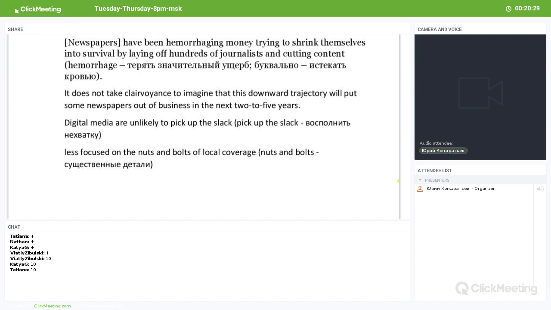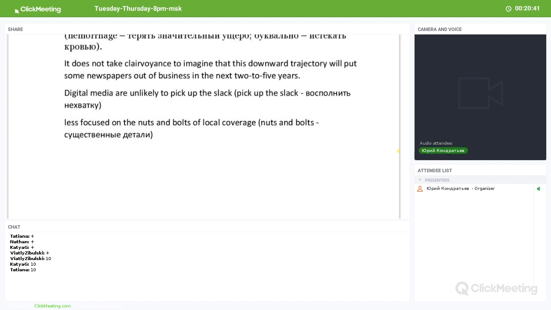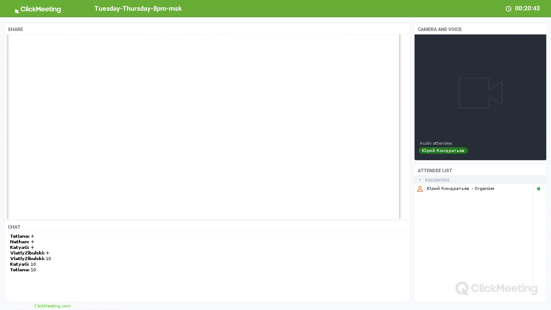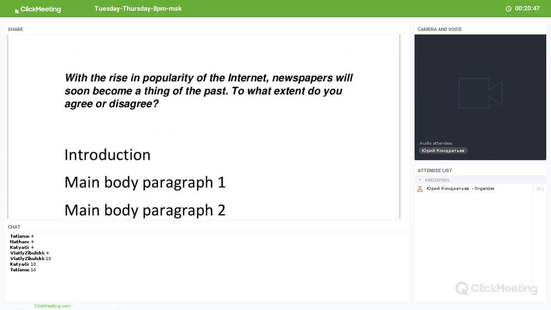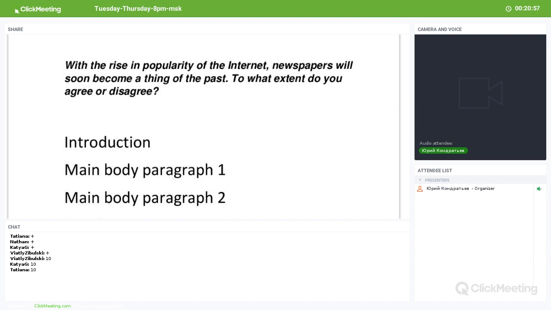Then digital media are also less focused on the nuts and bolts of local coverage, so they don't cover local events properly. They're mostly interested in worldwide events and things like that. Okay, so if there are any commentaries here, you can feel free to write them and concentrate on the topic.